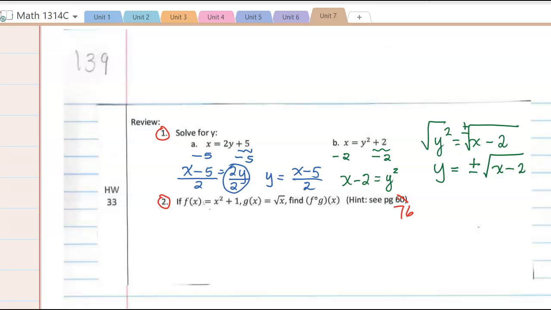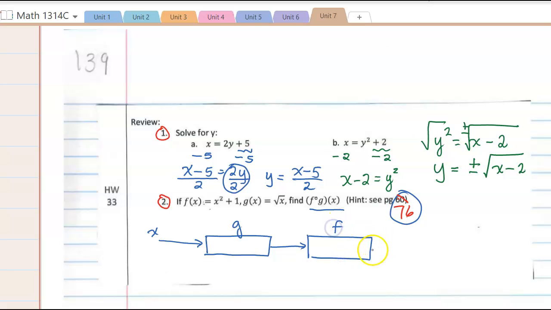For the third part, our job is to find f of g of x. To remind you, you can go to page 76 to see your notes there. But essentially, we're going to get our x value, and we're going to plug it into our g box. And then whatever comes out, we're going to plug it into our f box. And whatever comes out is going to be our answer. Remember, it's going to be x goes into g, whatever we get goes into f.